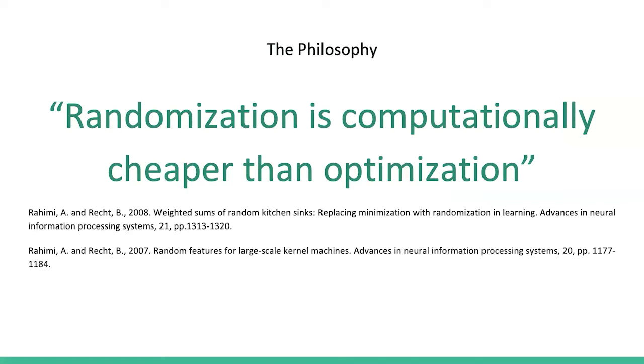Okay, the philosophy for the approach comes from this very well-known quote by Rahimi and Recht. The quote is, randomization is computationally cheaper than optimization. And there are also nice, intriguing mathematical features that you can have a look at in the paper. It's a strand of works at NIPS around the years 2007, 2008, 2009. In practice, for this paper in 2007, they won the Test of Time Award 10 years later, in 2017, and in a very famous talk, Rahimi also describes this approach.